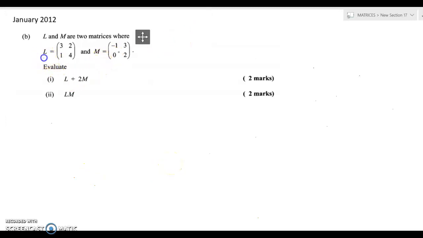We have matrix L and we have matrix M. Part 1 says evaluate L plus 2M. Before we find L plus 2M, we need to work out what 2M is first. Now 2M is 2 times that matrix M, which is minus 1, 3, 0, 2. Remember, this is scalar multiplication. So this becomes 2 by everything inside here. So 2 times minus 1 is minus 2. 2 by 3 is 6. 2 by 2, 4. So this here is 2M.